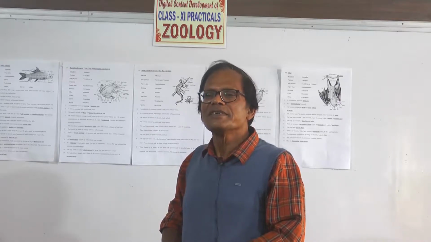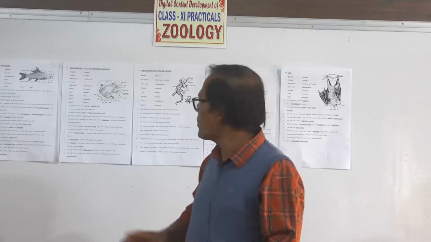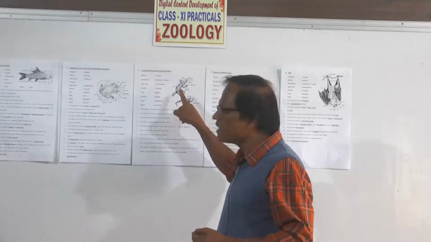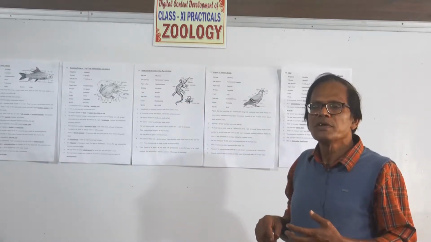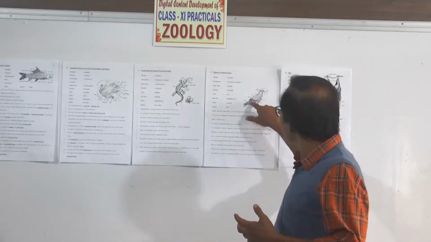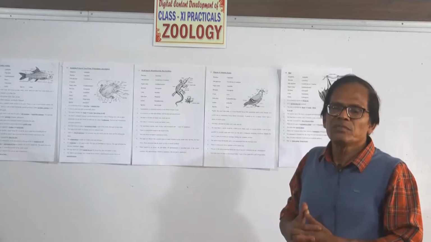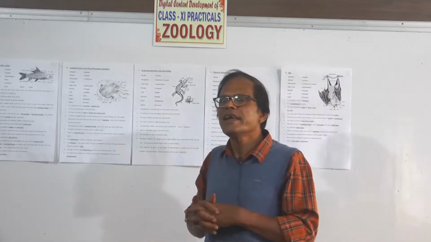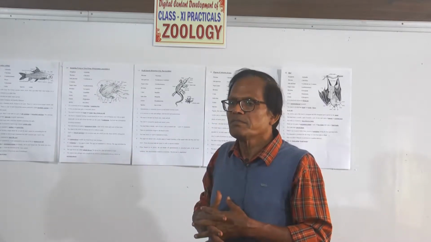It is smooth and moist. The body is smooth and moist in an amphibian, while here the body is rough and dry due to the presence of epidermal scales. But here, see the type of modification. This type of modification depends on the way of life, what it does.